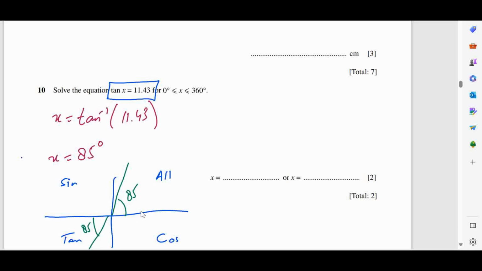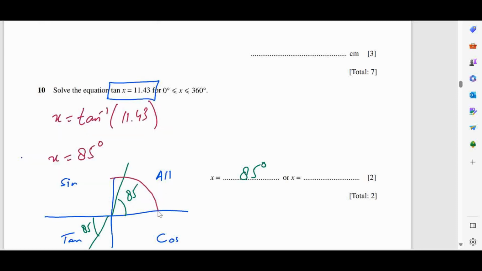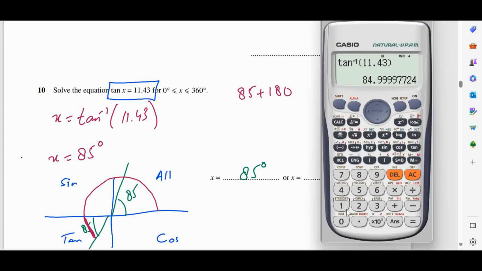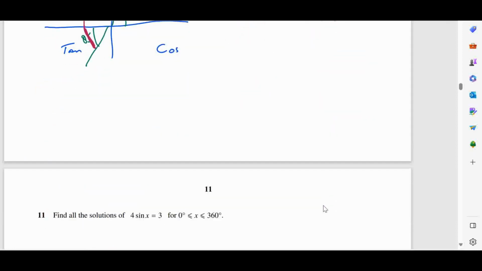Now the final answers will be, one is 85 degrees and the other one, let's find out. We have to move anti-clockwise till this point. This one is 180 and then this one is 85. So we have to add 85 plus 180, which will be equals to 265. So 265 will be the final answer. Let's move to the next question.